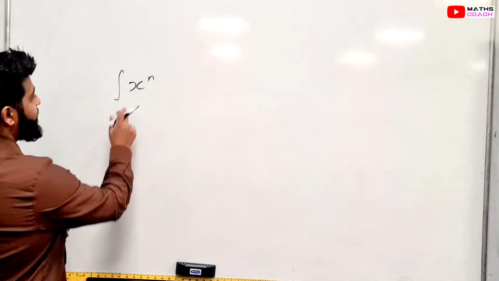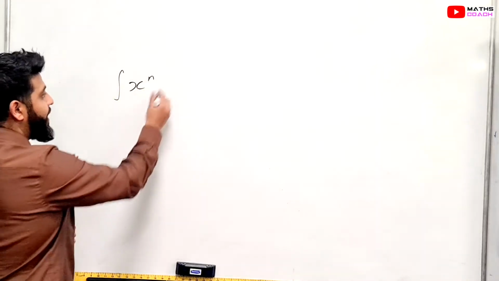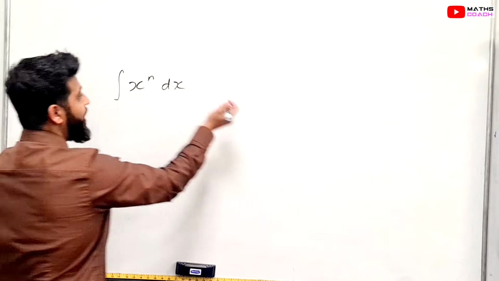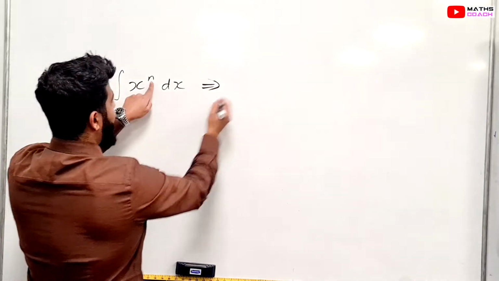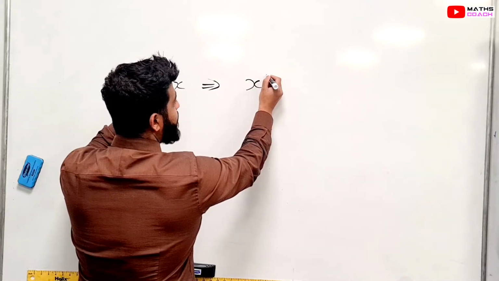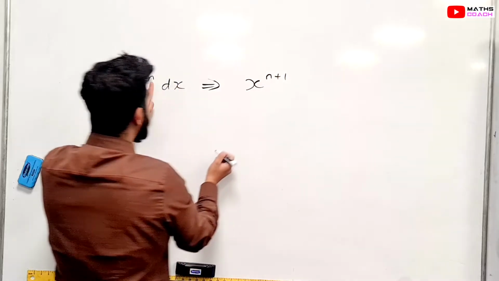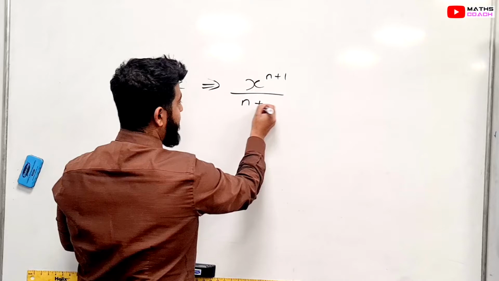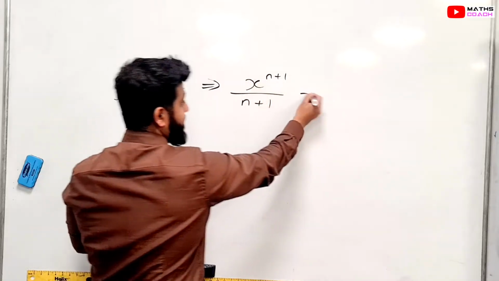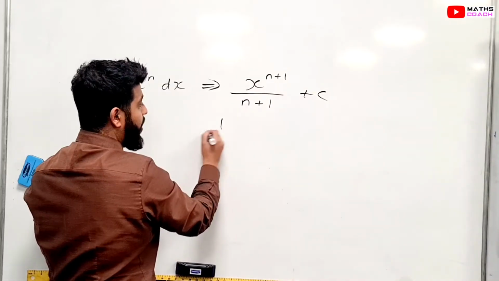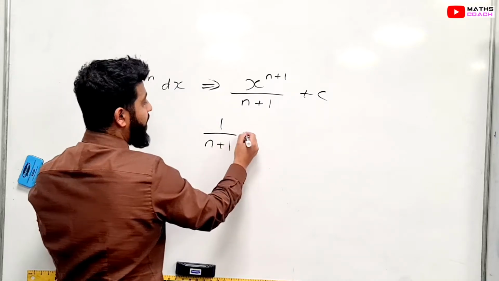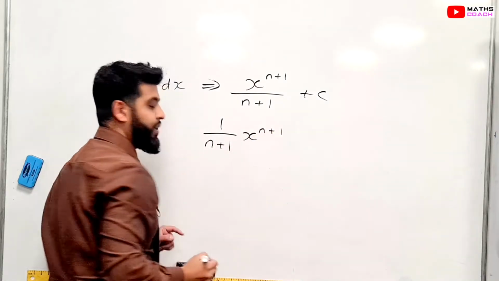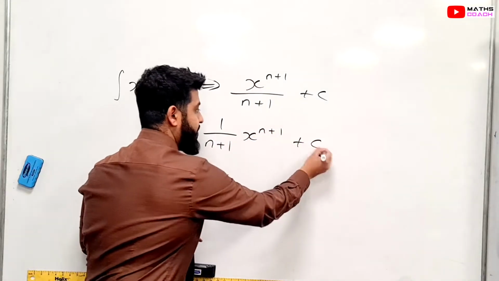So if you have, for example, x to the power of n and you want to integrate this, as a general rule, you add 1 to the power, giving you n plus 1. And then you divide by the new power, which is n plus 1, and plus c. Another way we may write this is 1 over n plus 1 times x to the power of n plus 1, plus c. Are you happy with that?